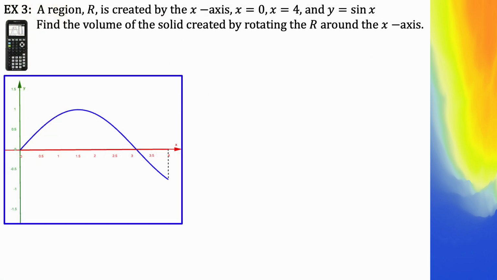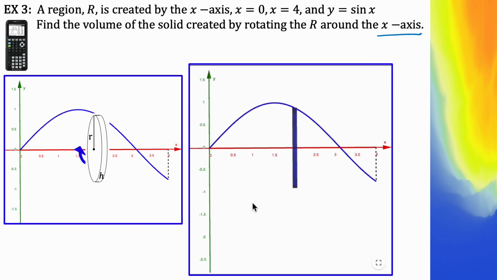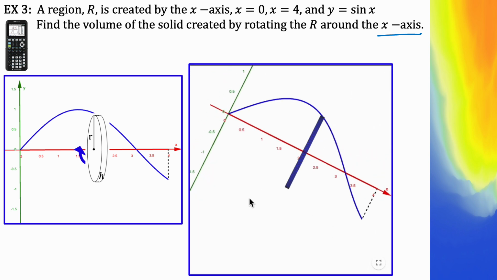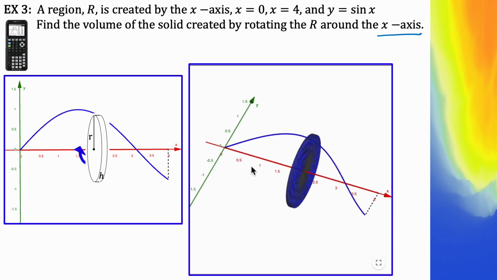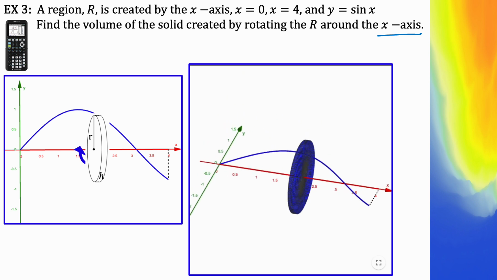Let's try another one. A region R is created by the x-axis, x equals 0, x equals 4, and y equals sine x. Find the volume of the solid created by rotating R around the x-axis. So we're going to have a dx involved in this. So again, I'm going to take a little slice of the function and rotate just it to create a cylinder. Now let's take a look at what this is going to look like. Let me show you. I'm going to rotate just the whole function right now.